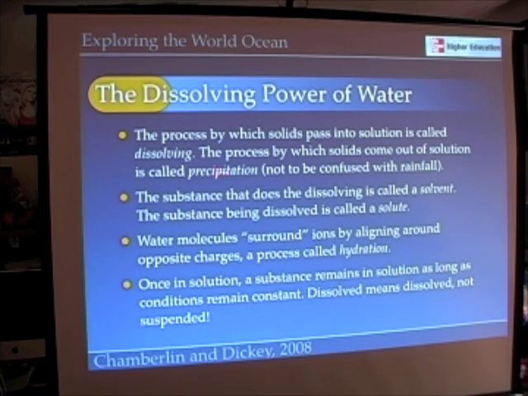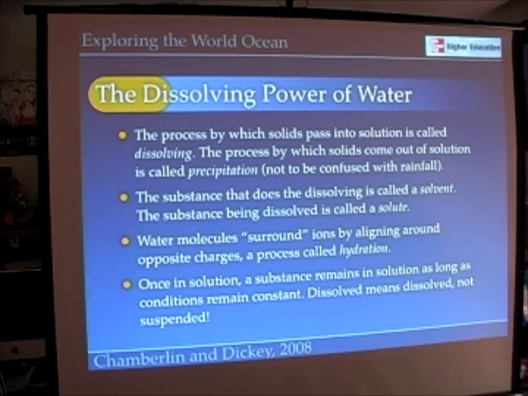And we call that process precipitation. A solid coming out of solution, salt coming out of water as the water evaporates, is known as precipitation. You know, we also use that word for rainfall, but we're talking about two different things completely.